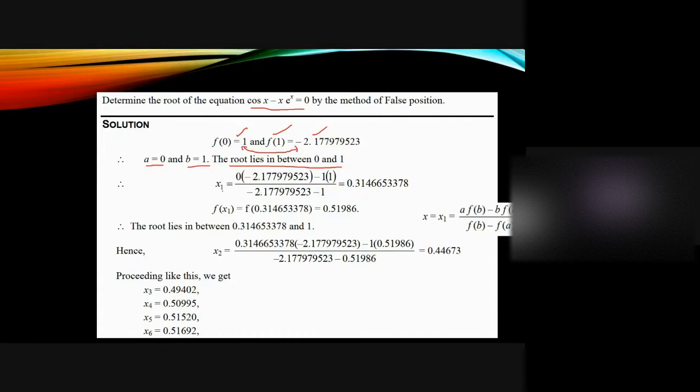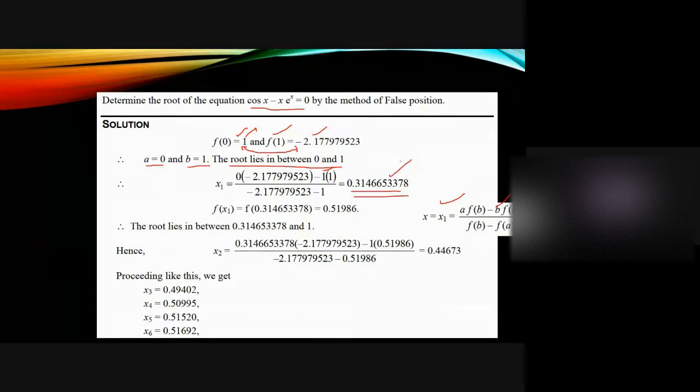And our new x1 will be equal to, we have derived the equation, that a value is 0, 0 into f of b is minus 2.1779, minus b value we have the 1 and 1 into f of a is 1. So by applying this equation, we get the new value as 0.31466. So basically this 1 is reduced, it got near to the 0, 0.314. This is a new value.